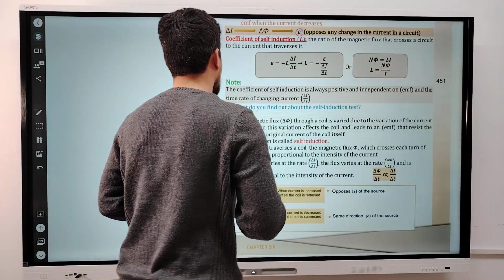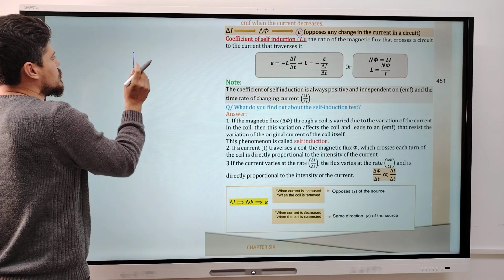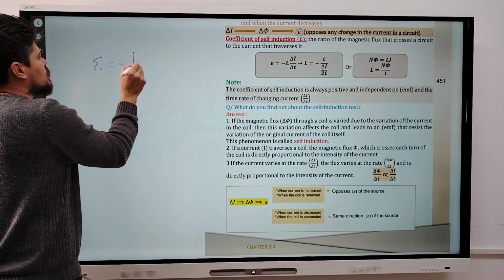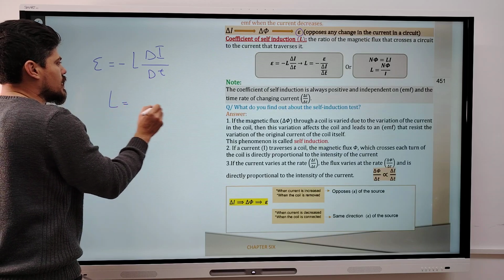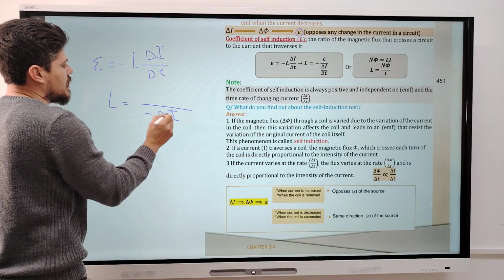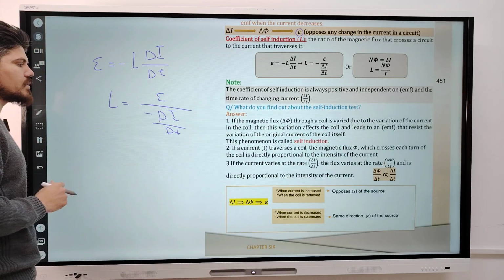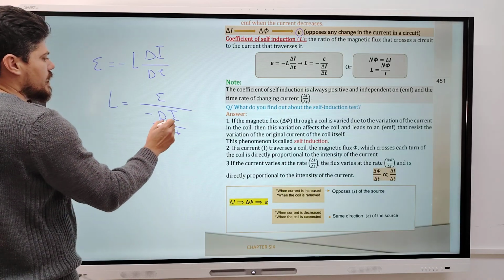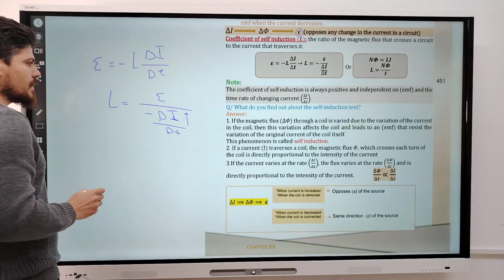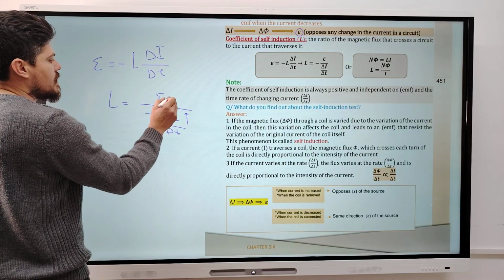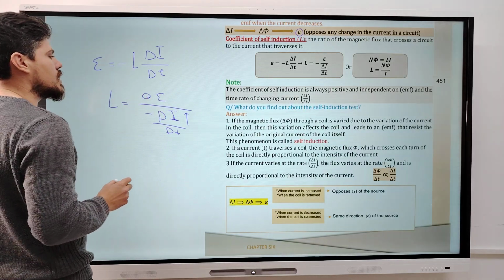So why is the coefficient of self-induction always positive? According to this equation, EMF is equal to negative L delta I over delta t. L is equal to what? Negative EMF over delta I over delta t, with EMF in the numerator. When the current increases, the EMF becomes negative. Negative divided by negative is positive.